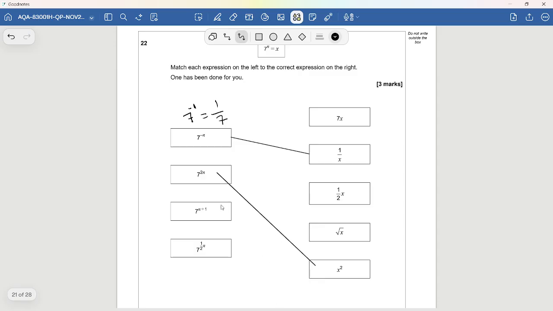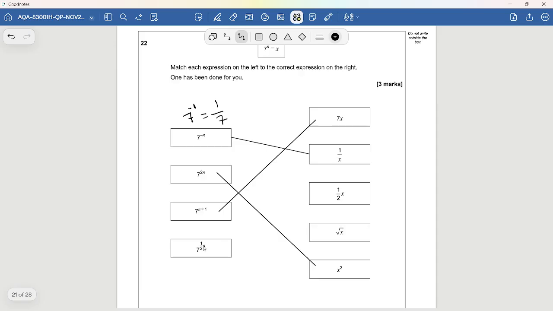Now we have another one, 7 raised to n plus 1. Which of them has 7 power n plus 1? Well, we don't see any of them having specifically 7 raised to n plus 1. But something very near to it is this is 7 power 1. And if x is also 7, 7 power 1. So I can match this to this maybe.